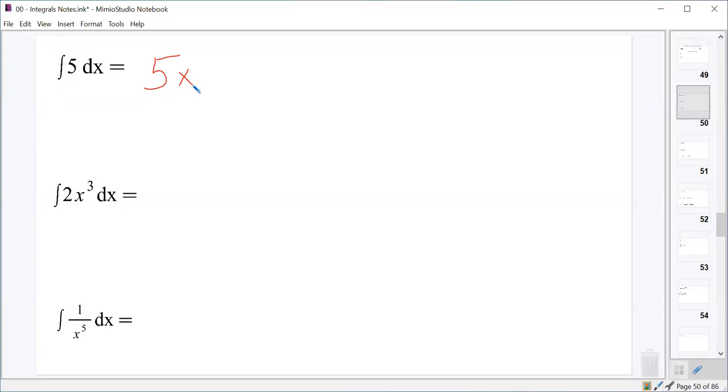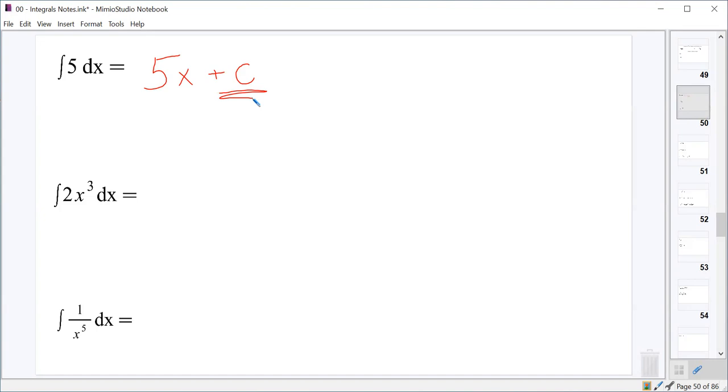But it's not the only function that when you take its derivative gives you 5. Right? If you took 5x plus 1 and differentiated that, you'd get 5, or 5x plus 2, or 5x minus 1,000. 5x plus any constant. And so whenever we do what we call an indefinite integral, one where we've got no upper or lower limit, an indefinite integral is always going to get this plus c attached to the end of it, meaning that there could be any constant attached to the end of it.